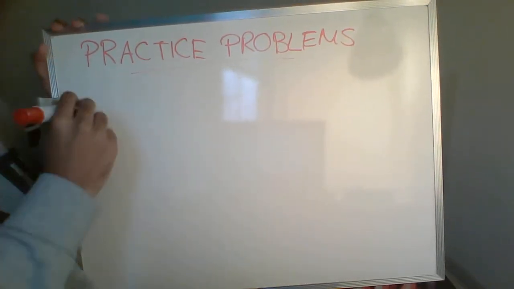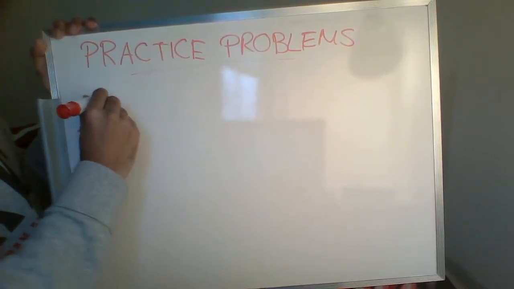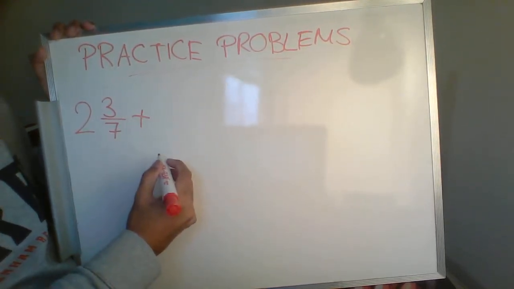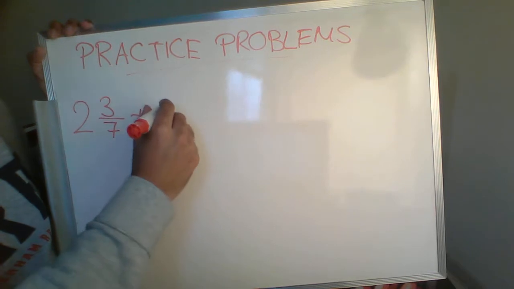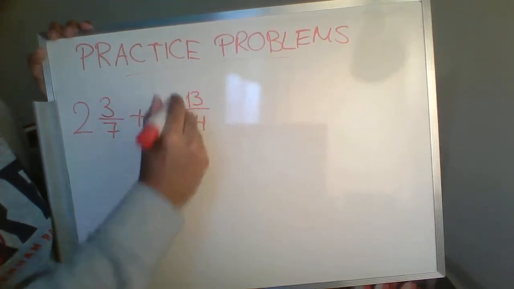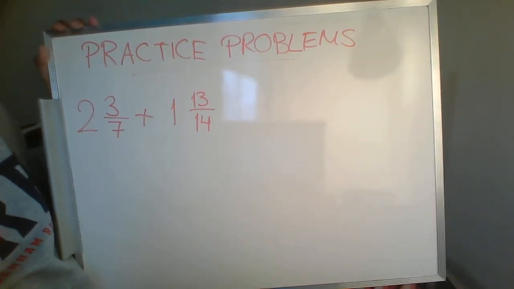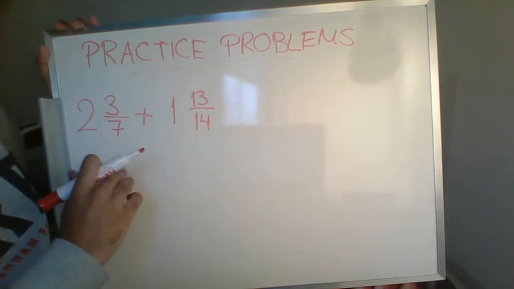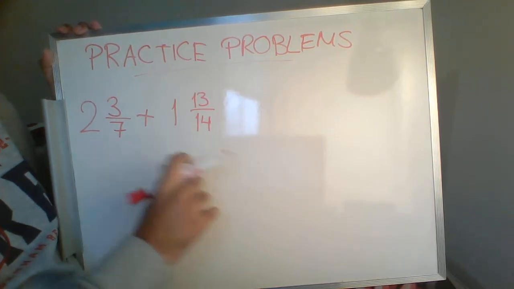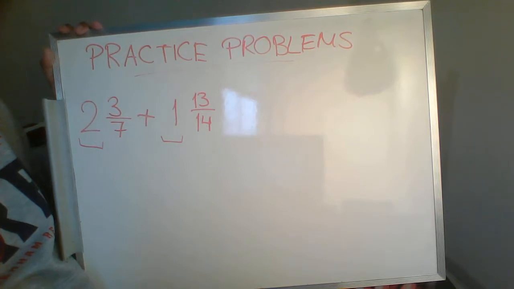But let's get started. We're going to try and add these two mixed numbers together. So we've got 2 and 3/7, and we're going to try and add that to 1 and 13/14. Alright, so that's the plan for this problem. We're going to try and add these two things together, and I'm going to do it with the method of dealing with the whole numbers separately and dealing with the fractional components separately.